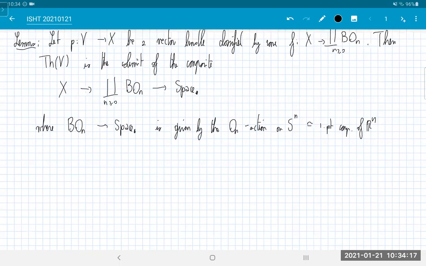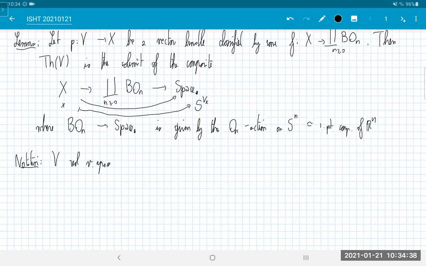So that's the point. You can think of this composite functor as the functor that sends X to the one-point compactification of Vx, which I'm going to start writing as SVX. So let me use notation. For a real vector space V, SV is going to be the one-point compactification.